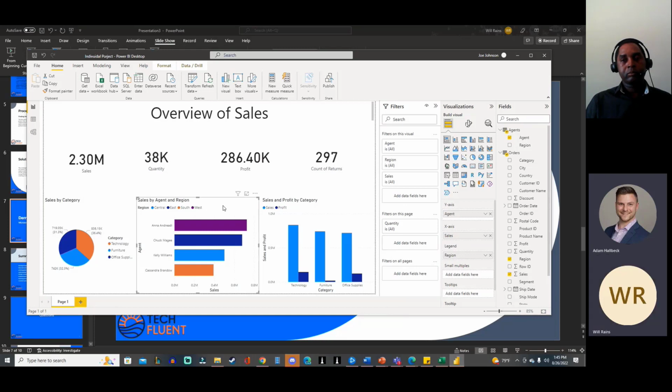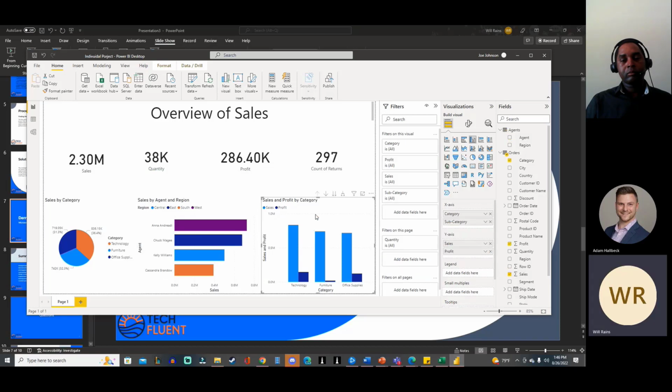The next I went by was sales by agent and region. And with the agent, they are the salesperson for that certain region, which was central, east, south, and west. So I put that into the y-axis on top to implement that so everyone can see it. And then for the x-axis, I did the total amount of sales that each salesperson did. And then with region, I put in the legend that shows the region and the amount of sales.